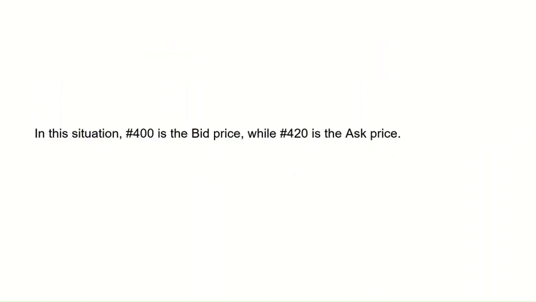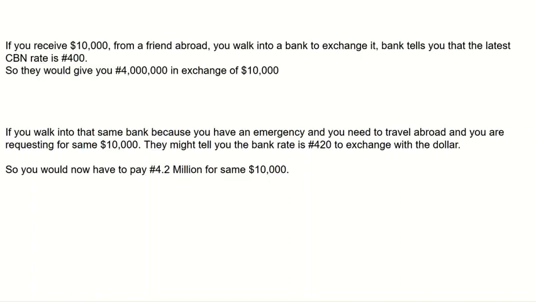In this situation, 400 naira is the bid price, while 420 naira is the ask price. Remember, I told you the ask price is usually higher than the bid price. So let's go back to the example. You receive $10,000 from your friend. Now, the CBN told you that 400 naira is the exchange rate if you want to exchange the dollar for naira. So now they give you 4 million naira in exchange for $10,000. So 400 naira here is the exchange rate, and it is the bid price. It is the price that the buyer, which is the bank here, is willing to buy your dollar for. I hope you get it now.